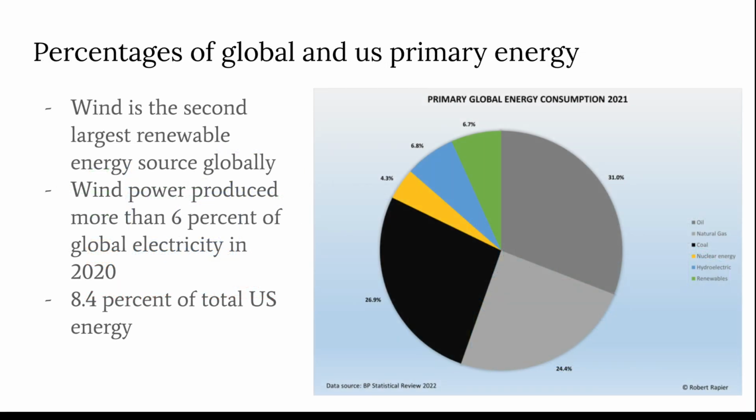Percentages of primary energies. Globally, wind is the most used renewable energy source, making up about 6% of all global energy consumption in 2020, versus 8.8% of the primary energy use in the United States.